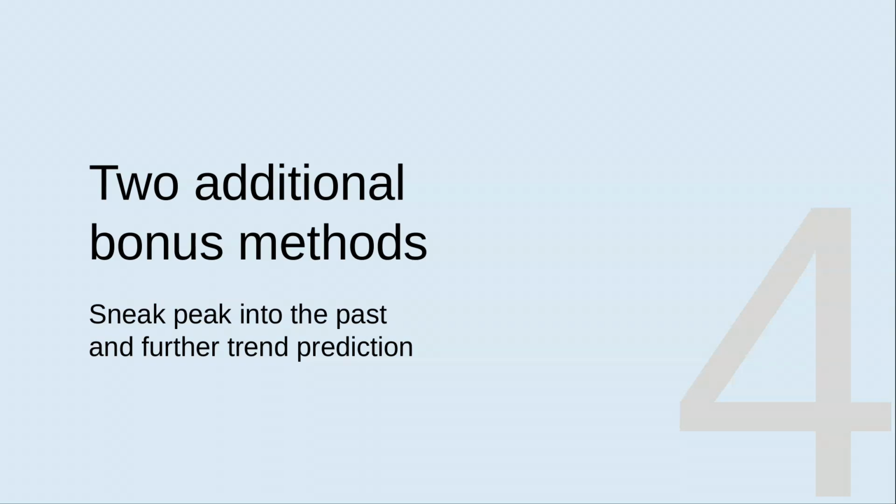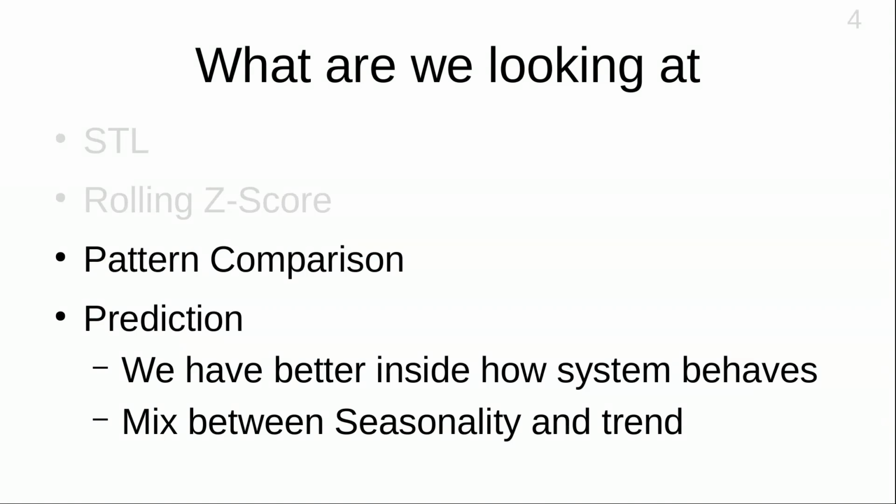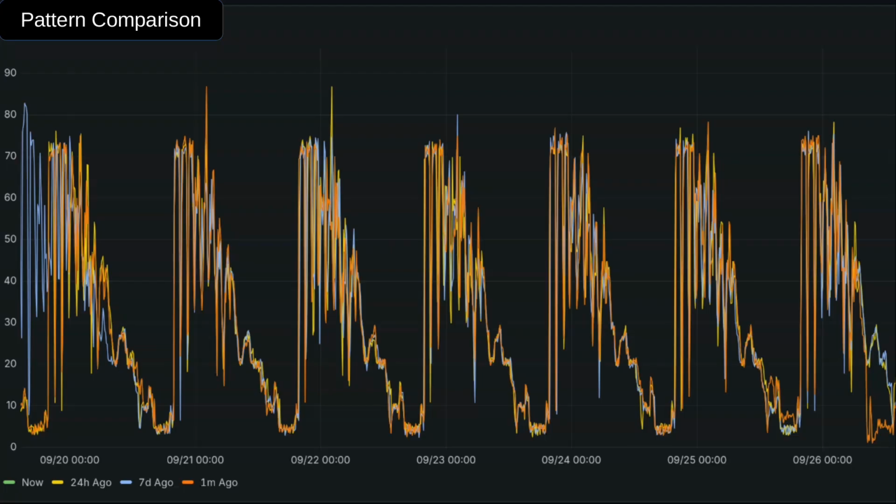So the STL and the rolling Z-score are our main drivers for anomaly detection and for monitoring how our system behaves. But we added 2 more methods or charts for further insight. We have pattern comparison that lets us compare the current baseline with a selected time in the past. And so we can see how development changes affect our environment. And we have prediction, which is kind of a mix between seasonality and trend. And with that, we have a better insight into what's happening and how our system behaves.